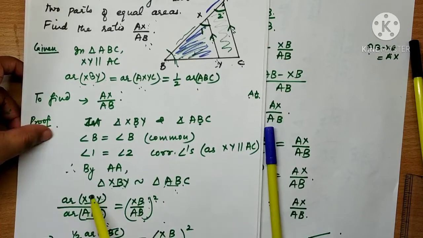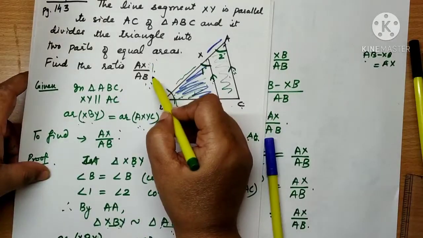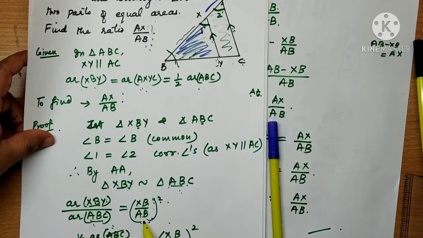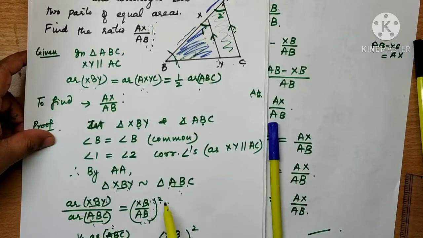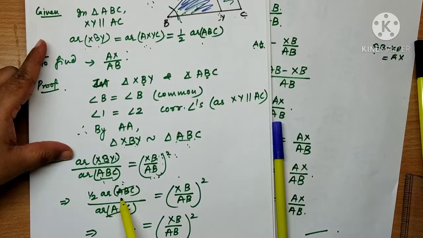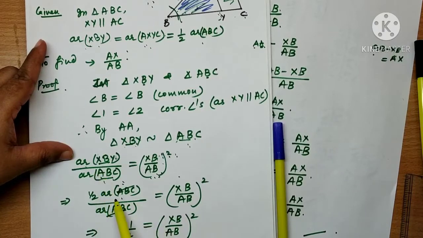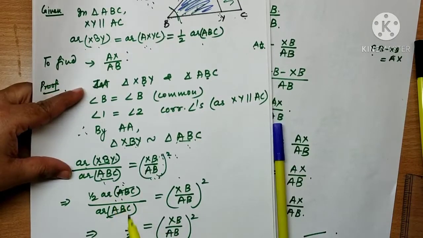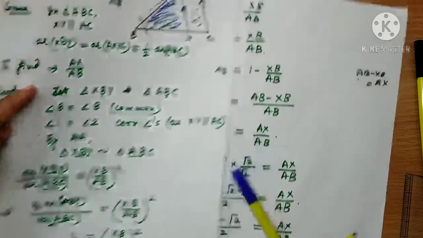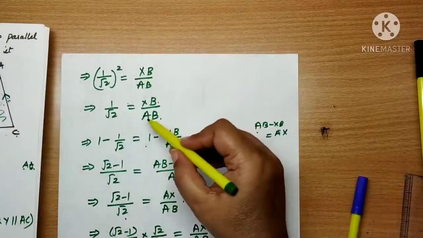It could have been BY by BC, or XY by AC also, but we are interested in AX and AB, so we have taken AB, the side, as the denominator. So XB by AB square. It's given that area of XBY is half the area of ABC. So in place of area of XBY, I have substituted half the area of ABC, divided by area of ABC, they cancel. We are left with XB by AB whole square is 1 by 2. So that gives me XB by AB as 1 by root 2.